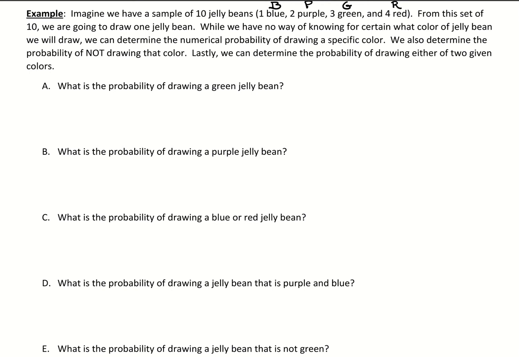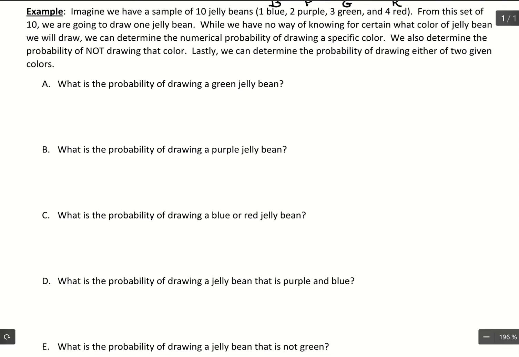So, with the first question, what is the probability of drawing a green jelly bean? Using our probability notation, we want to use P and then parentheses around a G to represent probability of green. And then we create our fraction. So in the numerator, we want the number of green jelly beans, which there are 3, out of our 10 total jelly beans. This will be 0.3. So there is a 30% chance of drawing a green jelly bean.